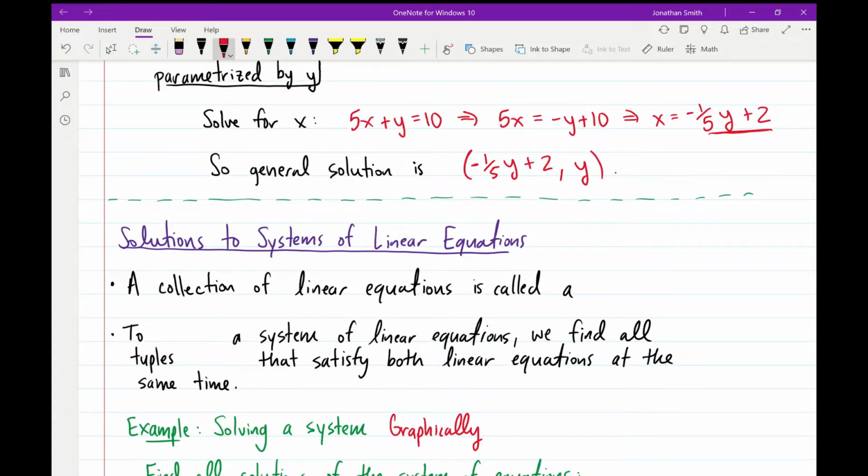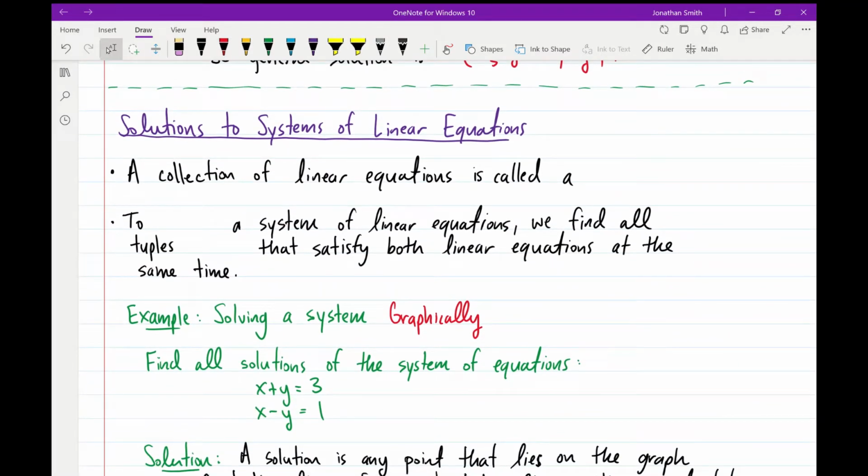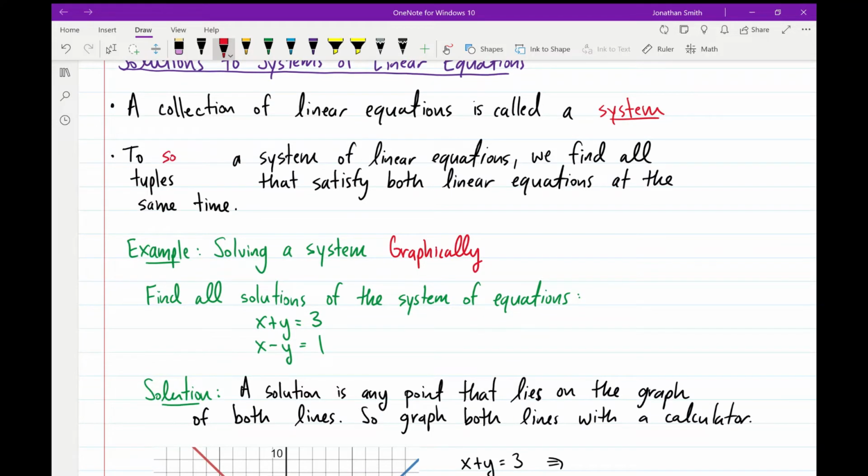Okay, so now that linear equations are introduced, we can move on to systems of linear equations. So generally, a collection of linear equations is called a system. That's the definition. And a system of linear equations can have any finite number of equations, but at least for this section, we're only looking at systems of 2 equations. So to solve a system of linear equations, we want to find all of the ordered pairs x, y that satisfy both of the linear equations at the same time.